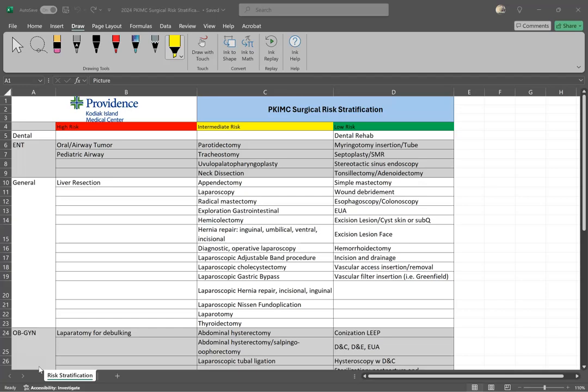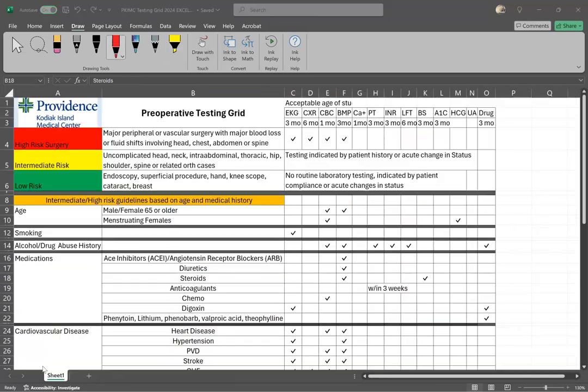Let's say our patient's going to have an EGD or a colonoscopy. When we look at the surgery, EGD colonoscopy falls into the low risk category right here. Now that we know our procedure is low risk, we go over to the preoperative testing grid. We see that for procedures like this, there's no routine testing indicated.